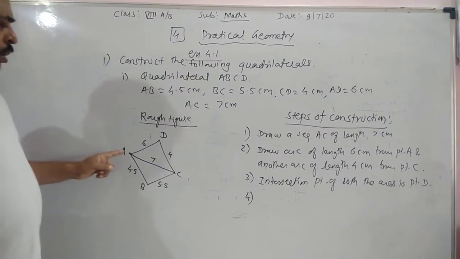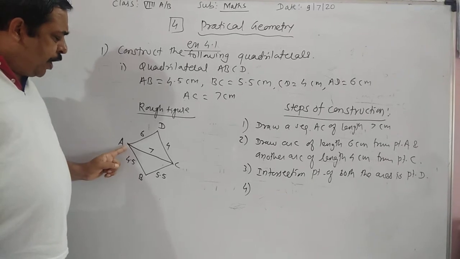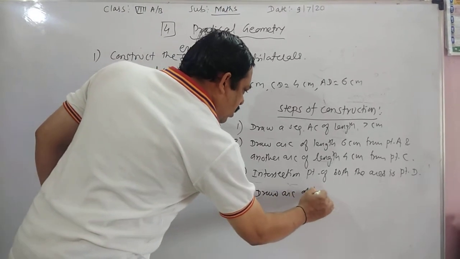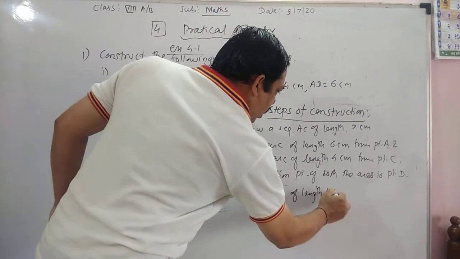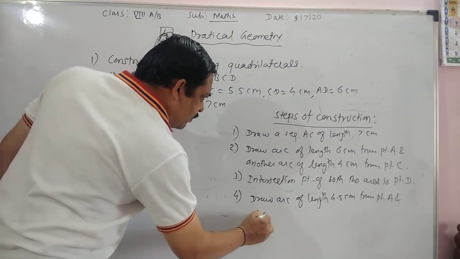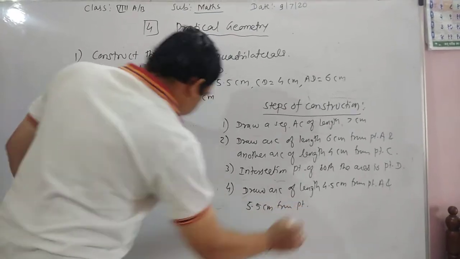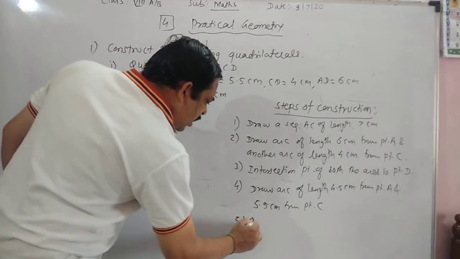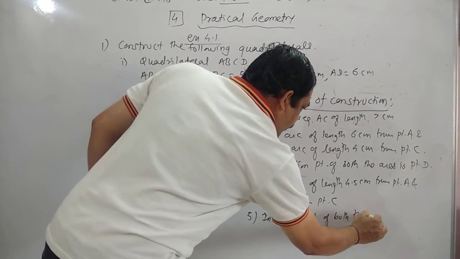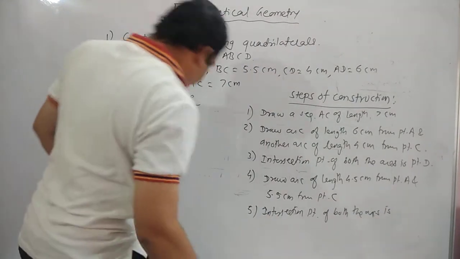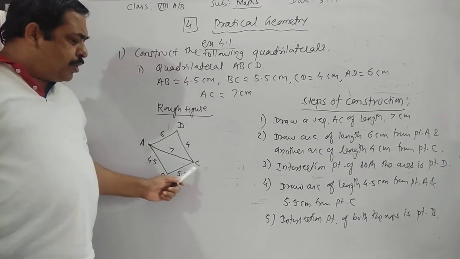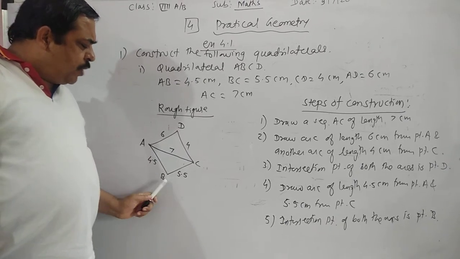Then step number 4. Again we have to draw two arcs, one from point A and another from point C. Draw an arc of length 4.5 centimeter from point A and 5.5 centimeter from point C. The intersection point of both the arcs is point B. We have to denote the intersection point of both the arcs drawn from point A and point C, below the diagonal AC, by point B.